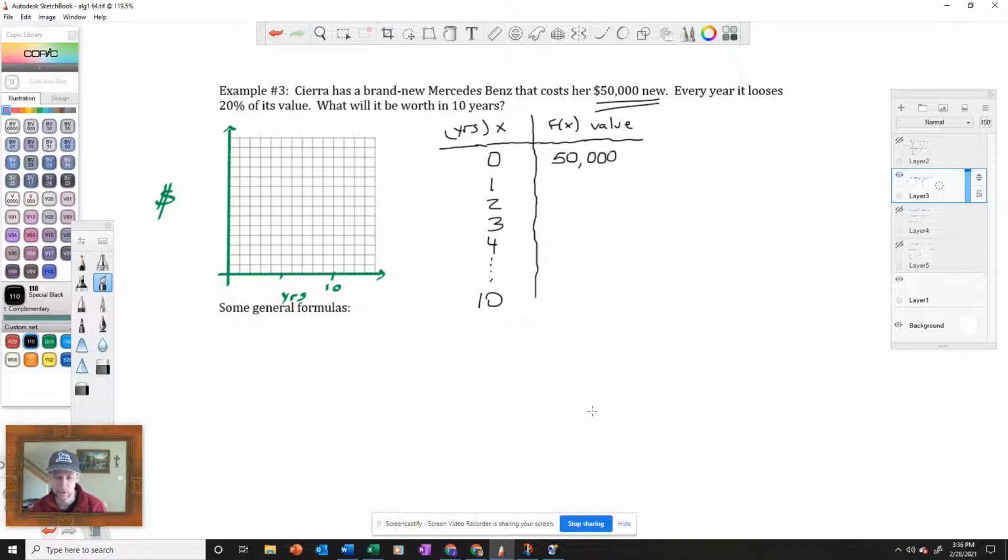Well, there's several ways you can do it. I'm going to do the first one mentally. I know that 10% of 50,000 is 5,000. So if 10% is 5,000, then 20% must be 10,000, twice as much. So after 1 year, it's going to go down by 10,000 bucks. All right. The next year, well, what's 10% of 40,000? Well, 10% of 40,000 is 4,000. So if 10% is 4,000, 20% is double that. So 8,000. So it's going to lose $8,000.